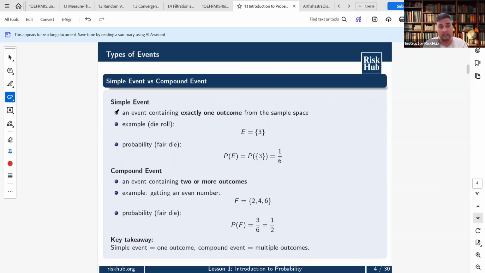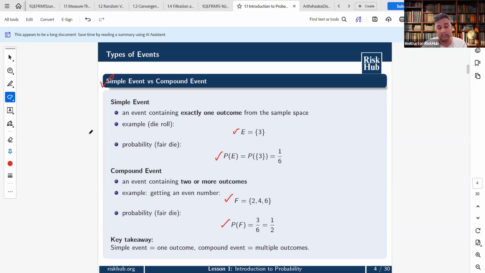Next one is about understanding simple events versus compound events. What's a simple event? A simple event contains exactly one outcome. Example, E is equal to 3. Only one possibility, so probability of E is equal to 1 by 6 because it's only for 3. A compound event contains multiple outcomes. For example, F is {2, 4, 6}, probability of F is equal to 3 by 6, equal to 1 by 2.